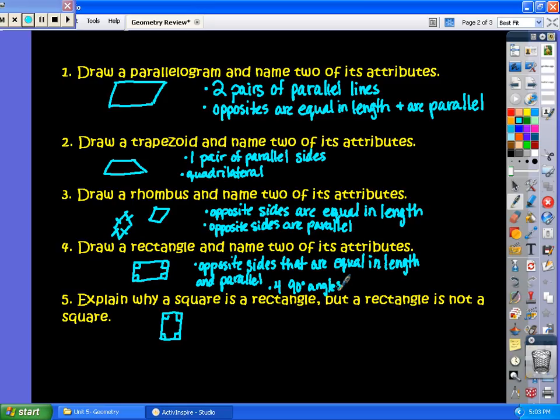But if you remember our flow chart, our square was at the very bottom because everything above on a flow chart, the square would kind of fall into that category, meaning it would have all those same attributes. So it has the same attributes of a rectangle, but the reason why a rectangle is not a square is because a rectangle does not have 4 equal sides. So that's the difference between the two. Okay?